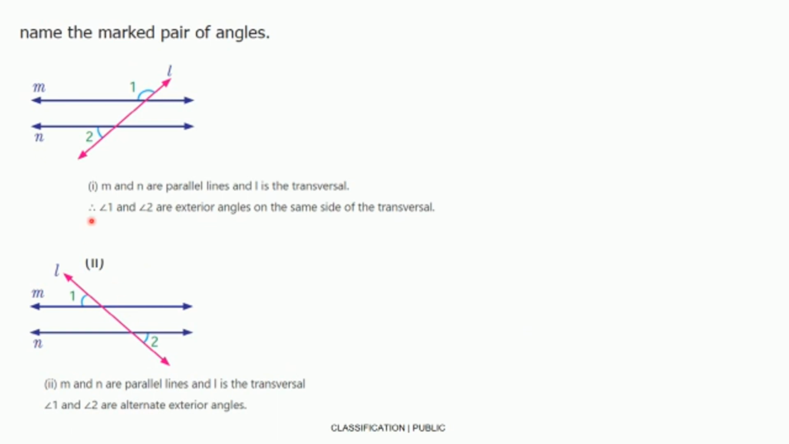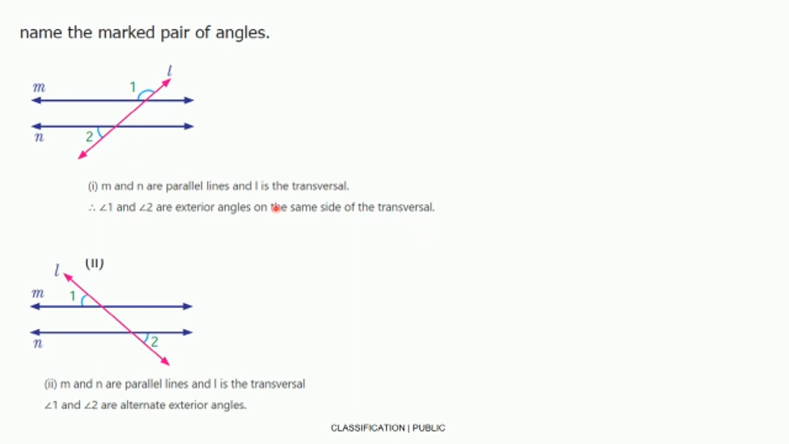Next, name the marked pair of angles. So, M and N are parallel lines and L is the transversal line. We have to name angle 1 and angle 2. What are the angles? You recall, I already told, exterior angles. Angle 1 and angle 2 are exterior angles on the same side of the transversal. Shall we move to the next question?